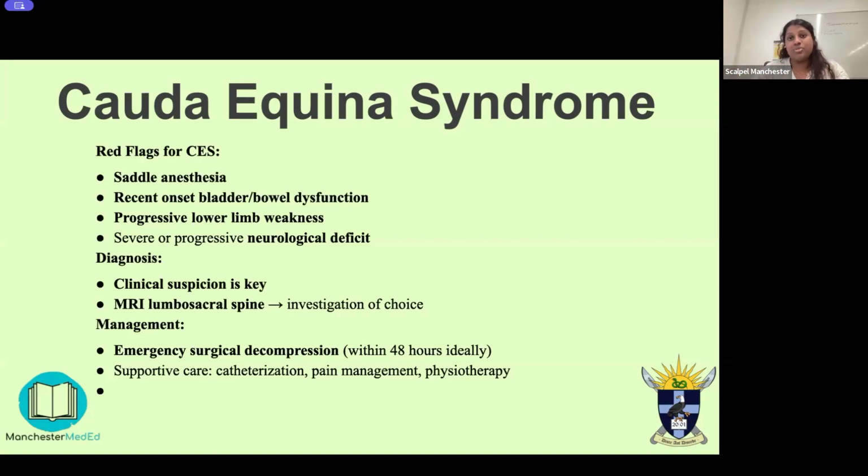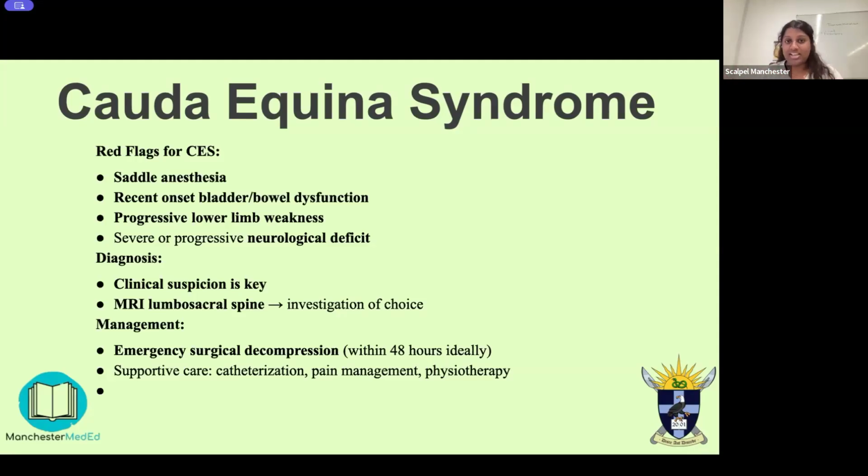And the way you want to manage it as an F1, as a junior doctor, is you want to basically symptomatically treat it. So if I am in severe pain, what am I going to do? I'm going to stick this patient on some pain meds. If I am weeing myself, what am I going to do? I'm going to stick a catheter in there. Do you know what I'm saying? So those two are the main things. And then obviously surgical decompression.